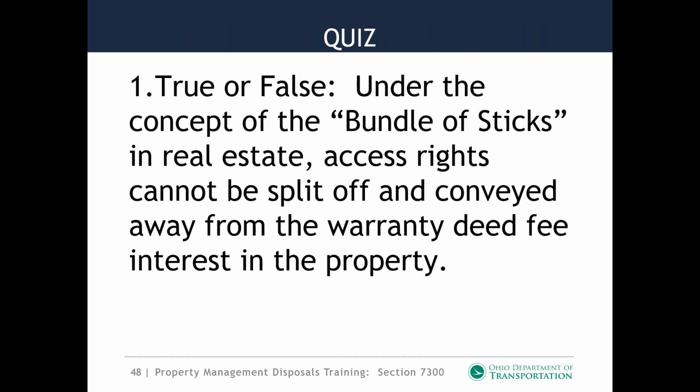Little quiz that we have here at the end. Number one, true or false? Under the concept of the bundle of sticks in real estate, access rights cannot be split off and conveyed away from the warranty deed fee interest in the property.